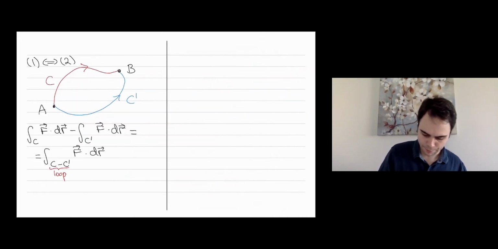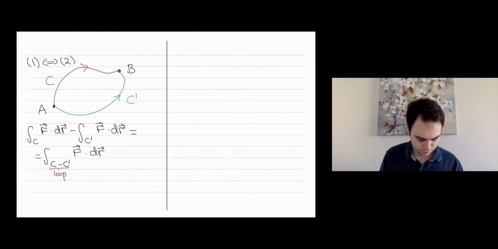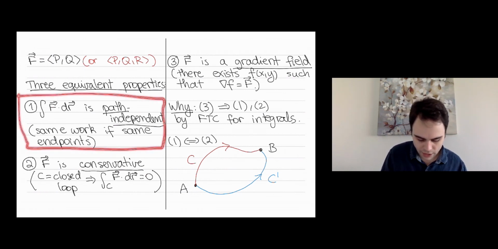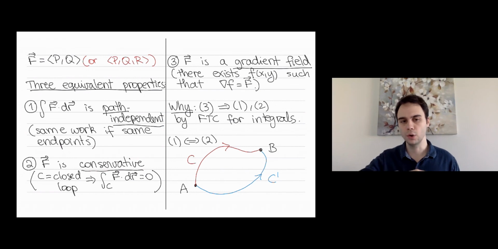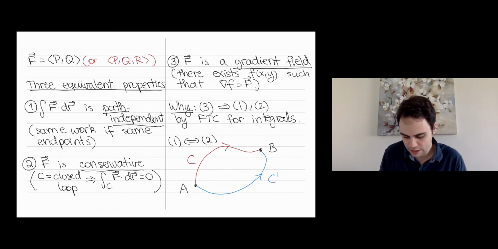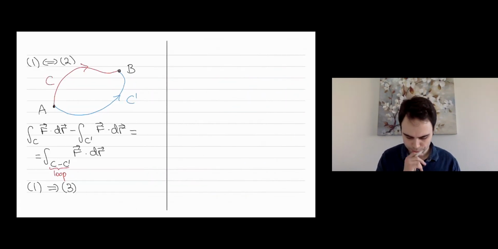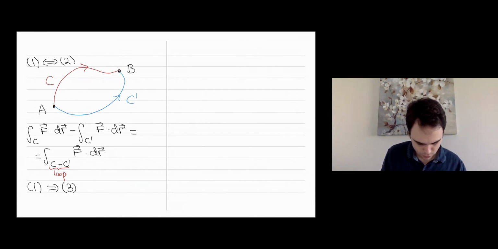So I won't explain why 1 implies 3. That's the harder implication. I won't do it now. So I won't explain, if you know that the integral of the vector field doesn't depend on the path, only depends on the endpoints, how you can find a function f whose gradient is my vector field. I won't tell you how to do this now, but I'll do it next lecture. So, soon.